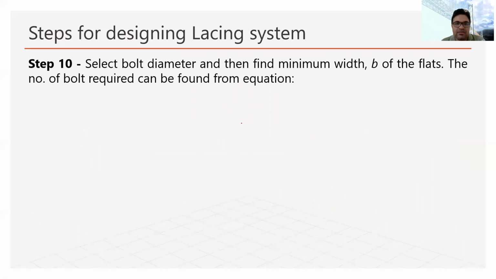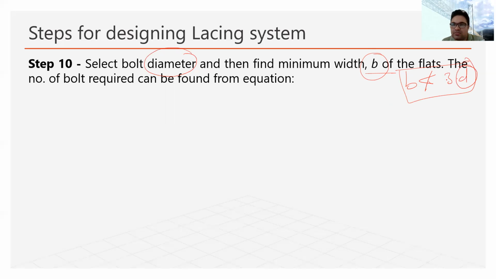And in step 10, we are going to design the connection. So we will select the bolt diameter, and then we will find out the minimum width of the flat bar. By selecting the diameter of the bolt, we can easily find out the minimum width, because as per IS code, B should not be less than 3 times D. Now D is the diameter of the bolt. This is the condition I have explained earlier as per IS code.